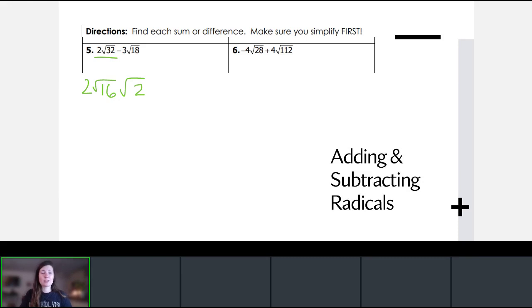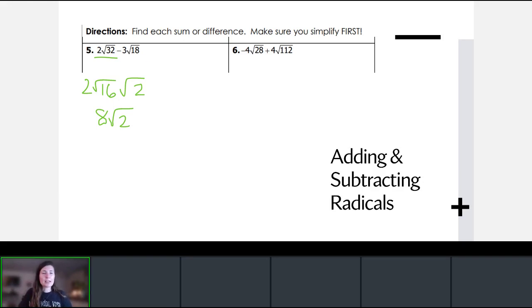I'm going to keep working on this term here. The square root of 16 is 4. So we have 2 times 4 times root 2. 2 times 4, 8, root 2. If you need to write down each step, that's totally fine. I'm just trying to do some in our head here.